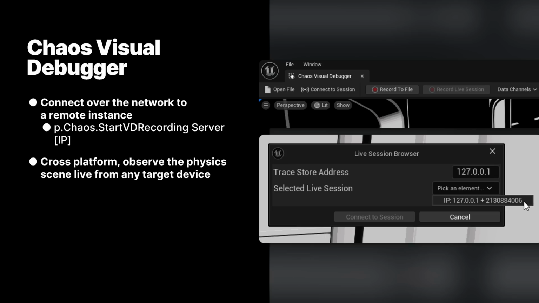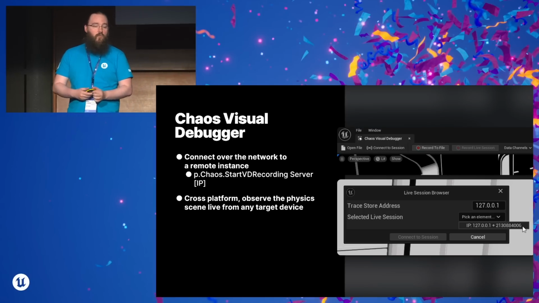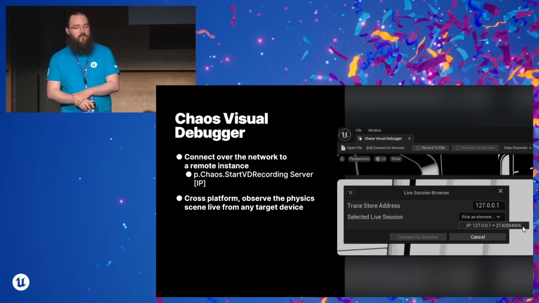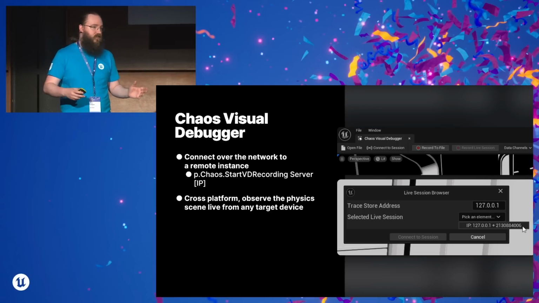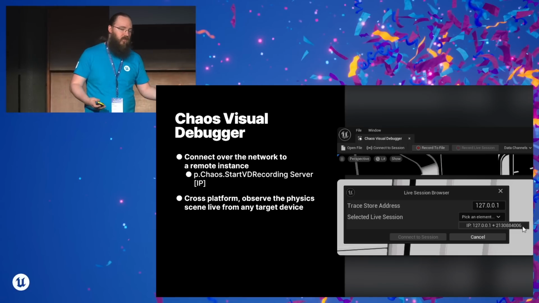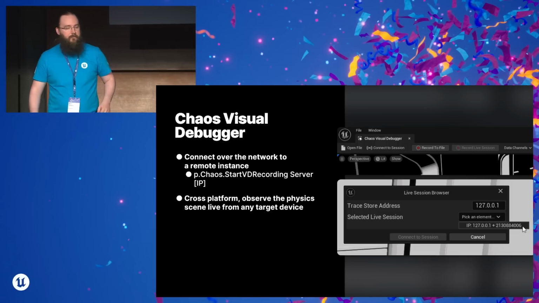Connections can be easily made over the network to any game instance that's capable of using Trace with a simple console command, shown up here. Running that will identify the client to a running instance of CVD, and when you click Connect to Session, you should see it as a live session in that window. It's cross-platform, works everywhere that Trace works, so you should be able to record and debug sessions live from a running console build, for example, and inspect it on your editor.